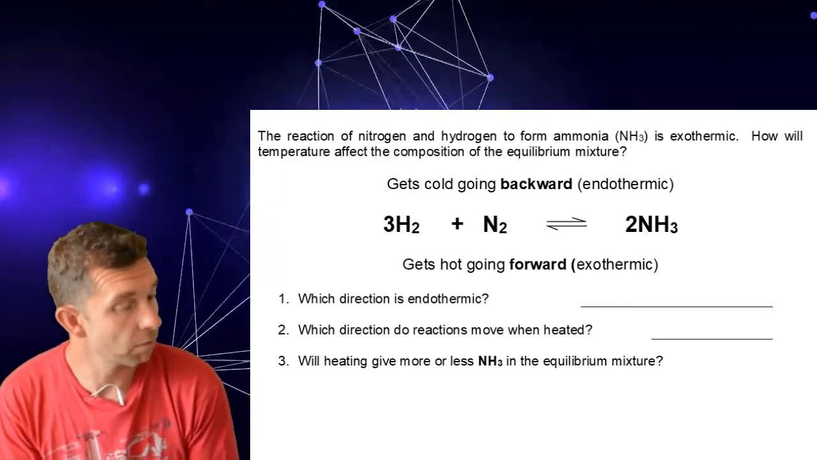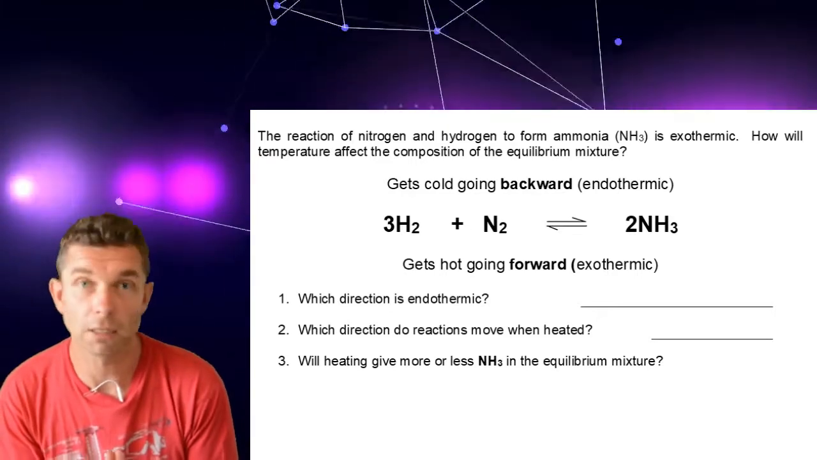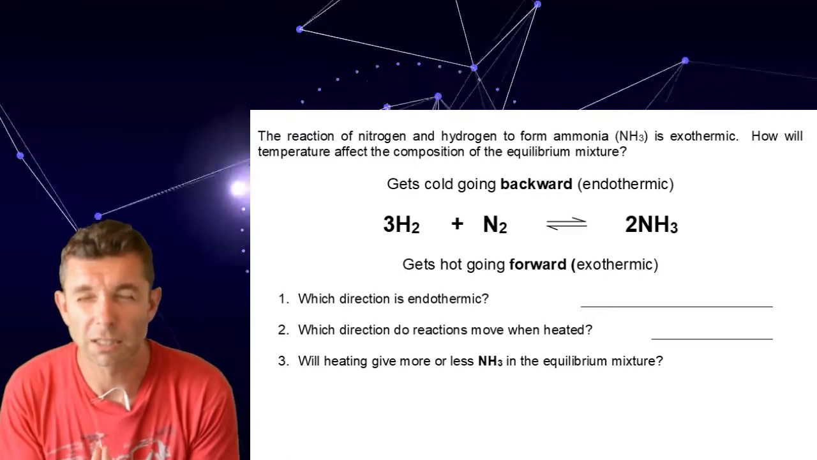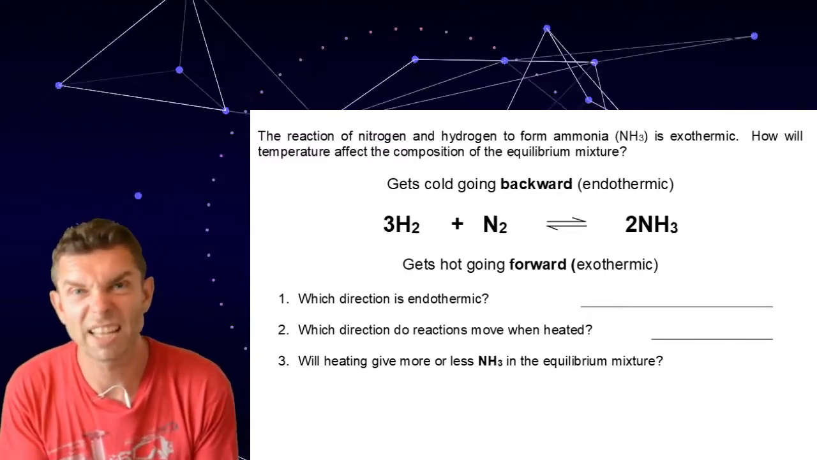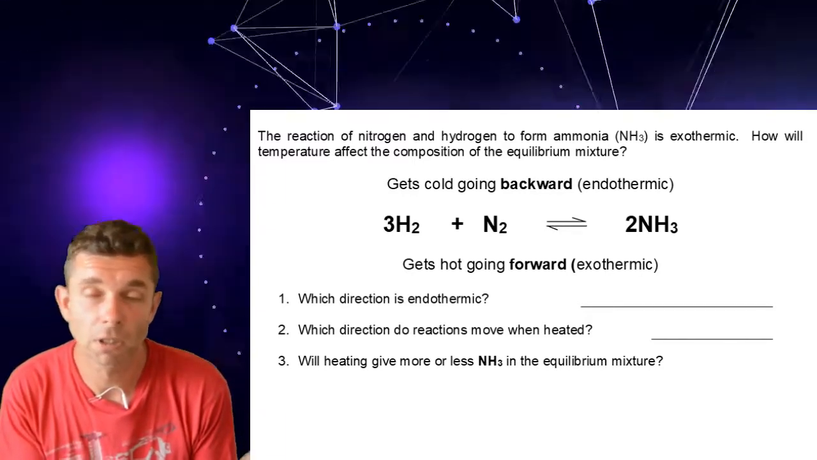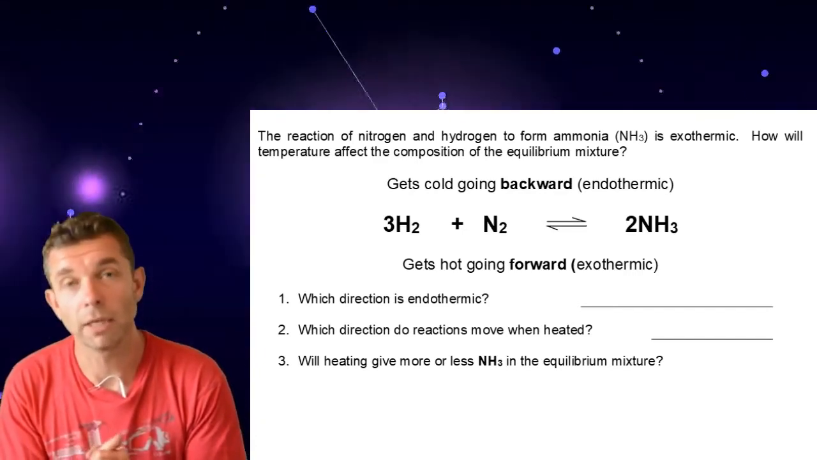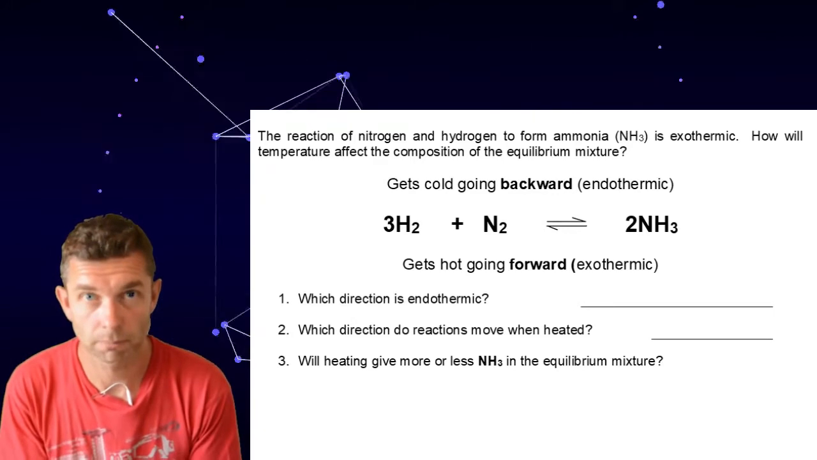Will heating give more or less ammonia in the equilibrium mixture? Well, we're heating it, the equilibrium will shift to the left, so I answered my own question before, didn't I? So, no, it won't. It will give less ammonia in the equilibrium mixture.